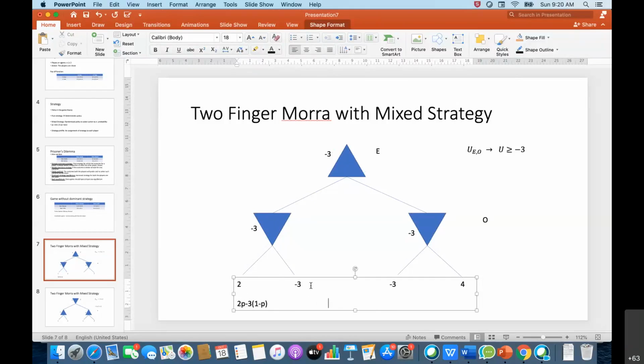Now, if E has chosen 2, then what becomes the possibility? Then it is like minus 3P plus 4 into 1 minus P. So these are the two possibilities of being chosen. Here P is for 1, and 1 minus P is for 2. These are the choice of O, that is either 1 or 2.